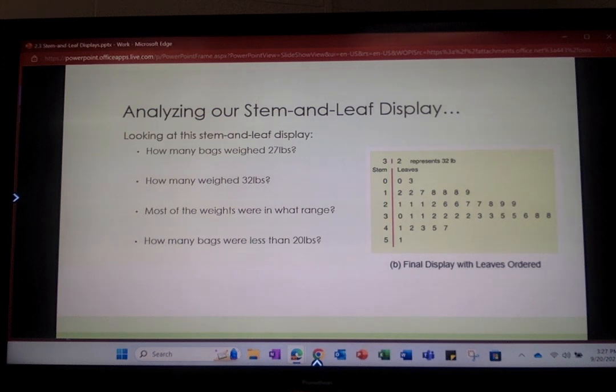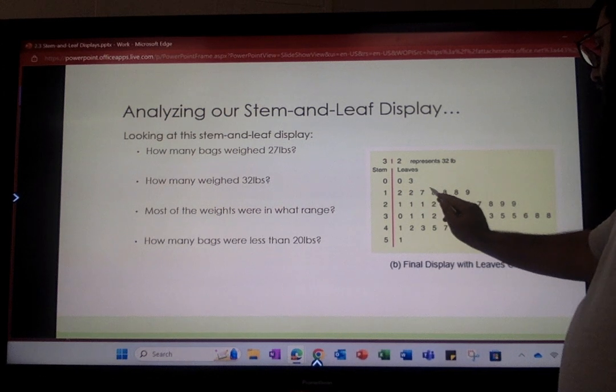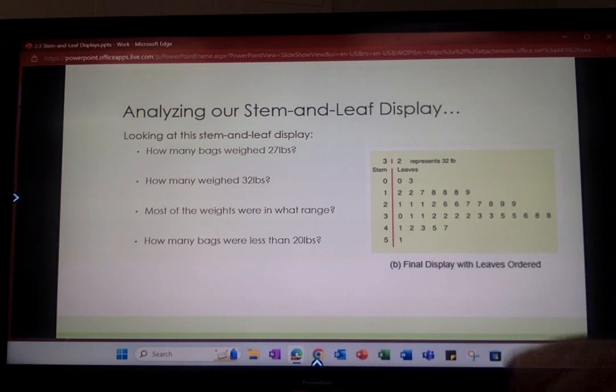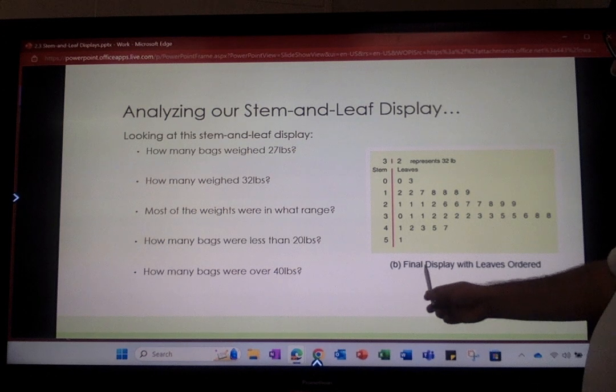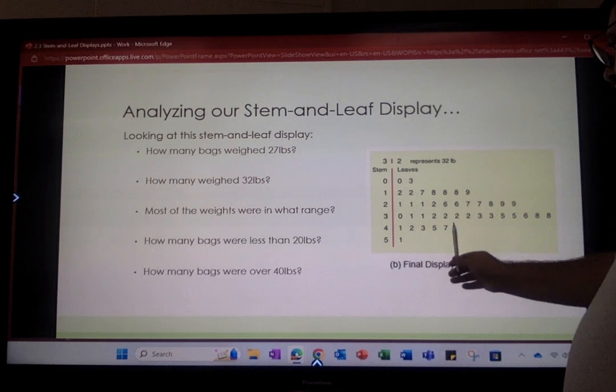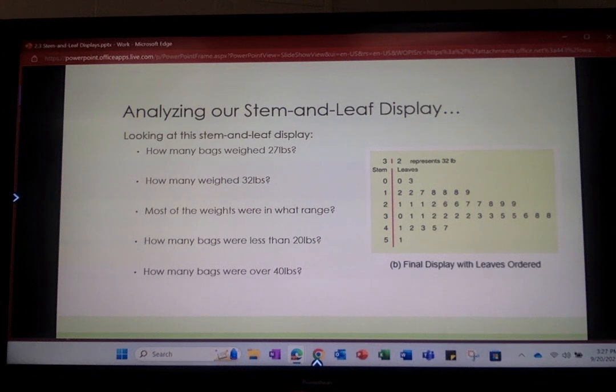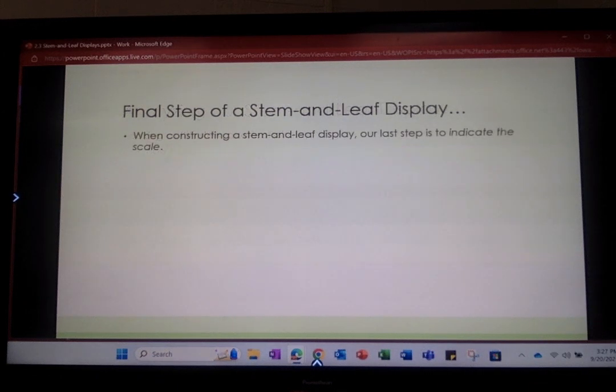How many bags were less than 20 pounds? So anything in the 0 or 1 stem. So 1, 2, 3, 4, 5, 6, 7, 8, 9. So 9 bags weighed less than 20 pounds. How many bags were over 40 pounds? Well, 41, 42, 43, 45, 47, and 51. That's 6 bags. 6 bags were over 40 pounds.